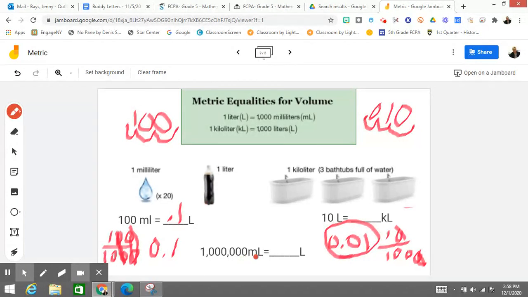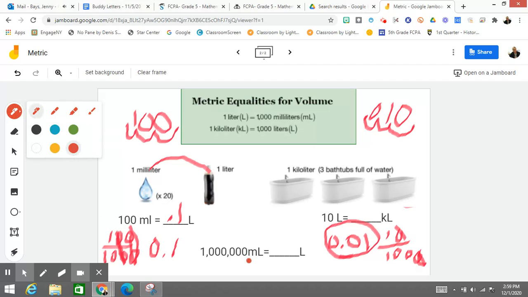Now the big example, from milliliters to liters, which is my fly, which is my horse. Milli is the smallest, that's my fly. Fly to horse, divide, of course. Reference back. How many milliliters does it take to make a liter? It takes 1,000 of them, so we're going to divide by 1,000.